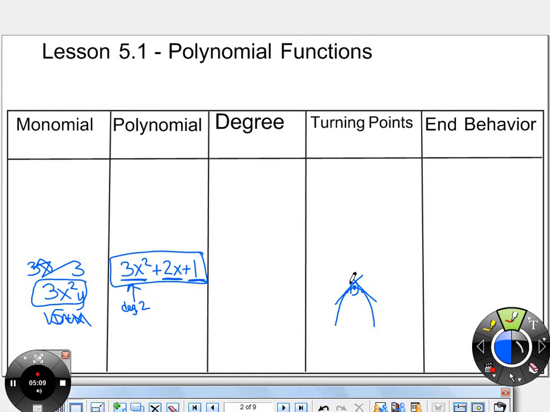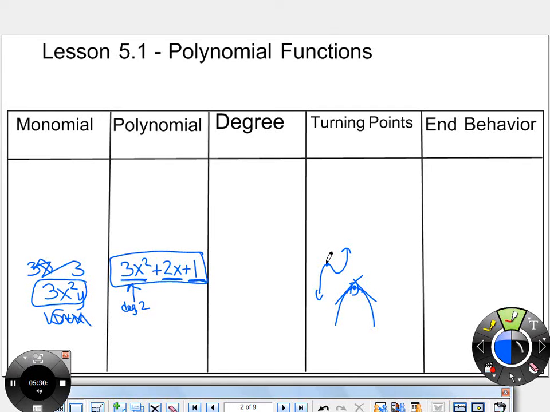Good. So turning points are going to be maximums or minimums. Now, some of you might argue this is a turning point and it's not a maximum for the graph overall. But there's two types of maximums in mathematics. There are maximums, like the absolute maximum, and then there are maximums like relative maximums.